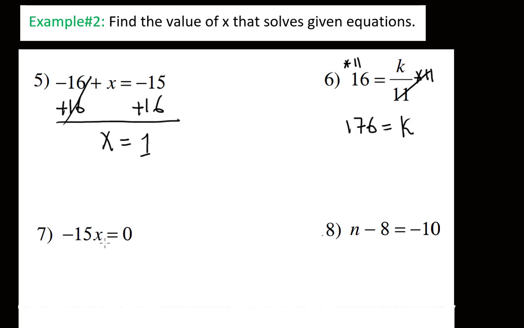Negative 15 times x equals 0. Then we divide on the left by negative 15, and on the right we divide by negative 15. Why are we dividing by a negative? Because our aim is to get positive 1x, or positive 1 in any variable that you're using. We're using x here, so it has to be positive 1. So negative 15 divided by negative 15 is 1, then 1x equals 0 divided by 15, which is 0.